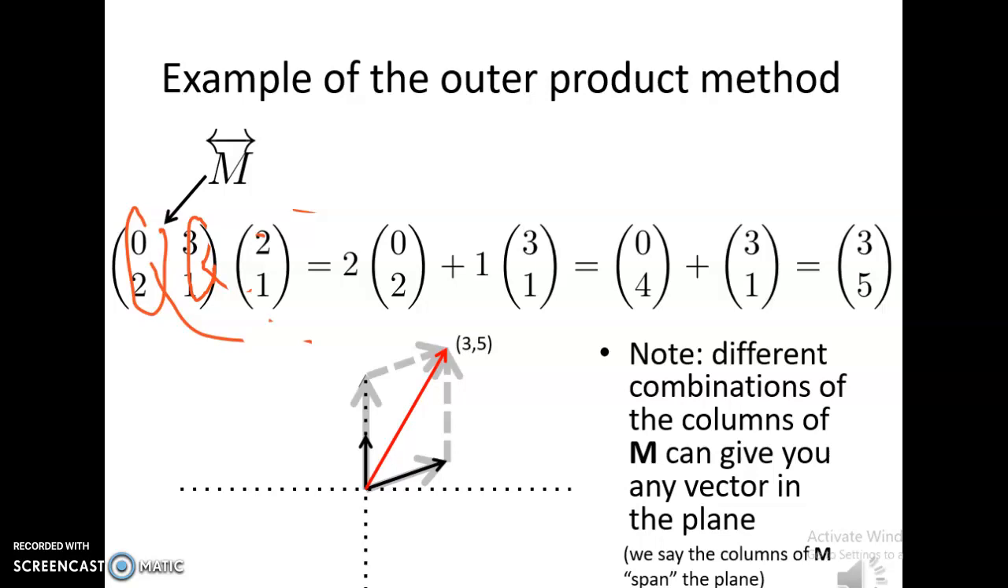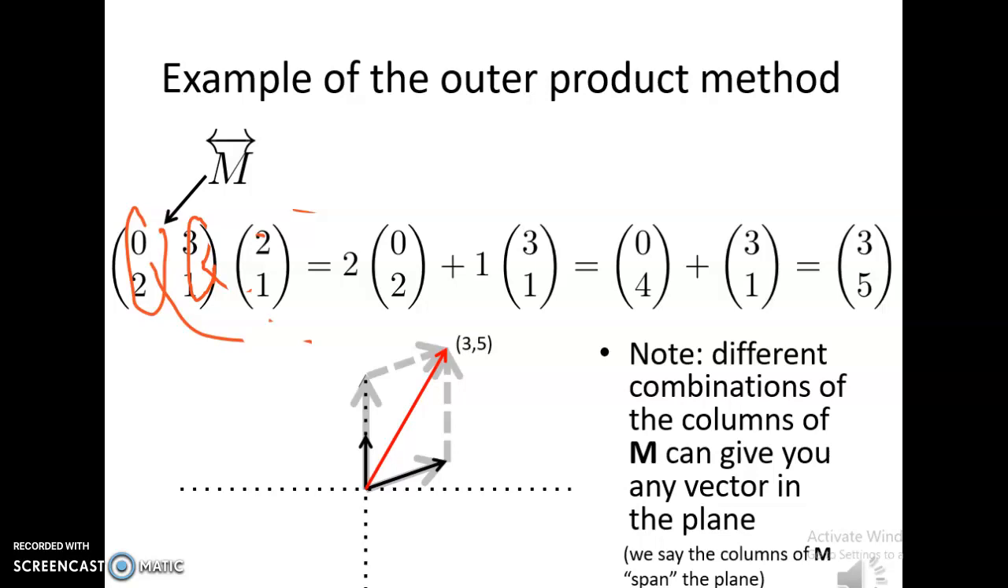Note that different combinations of the columns of M can give you any vector in the plane, such as 3 5.